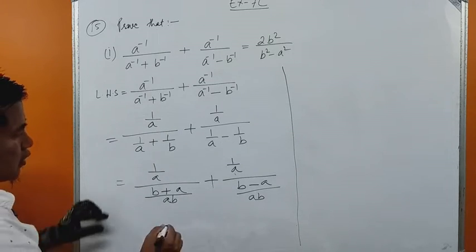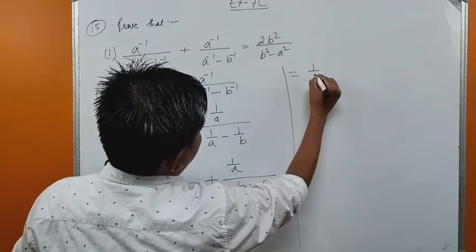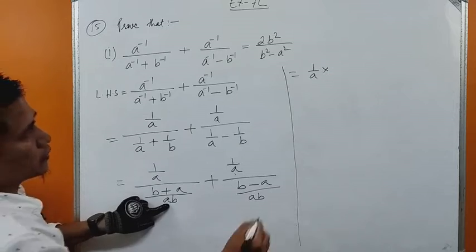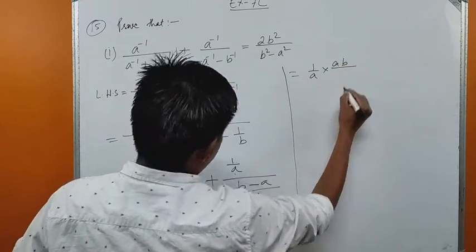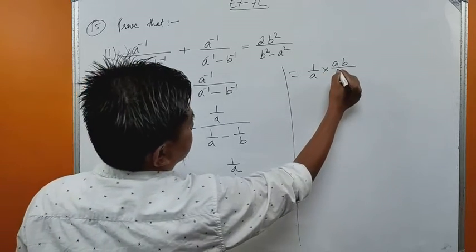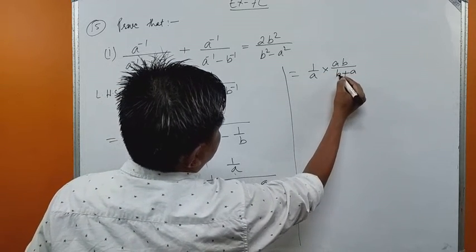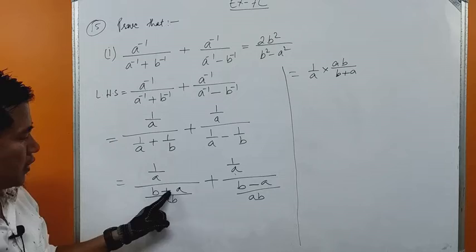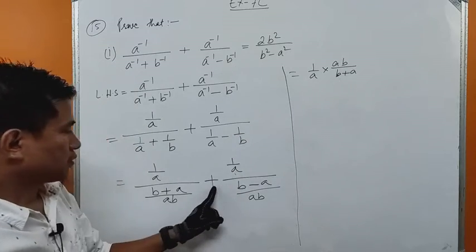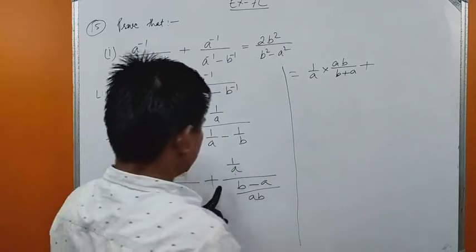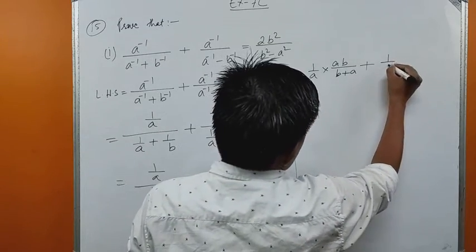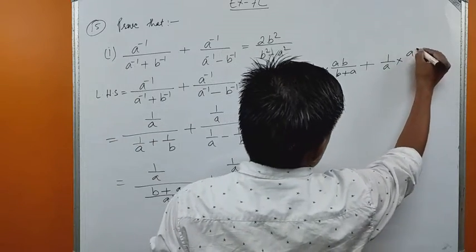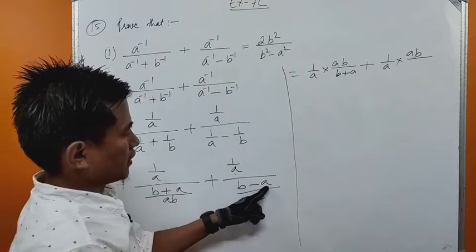Now what we do is 1 upon a we write as it is, we put into sign, then this ab from the denominator goes to the numerator, ab upon b plus a comes down to the denominator, b plus a. Okay, this is b, this ab goes to the numerator, and b plus a comes down to the denominator. This plus sign comes here. Okay, now 1 upon a we write here as it is, 1 upon a into this ab as usual goes to the numerator, ab upon this is b minus a, isn't it?